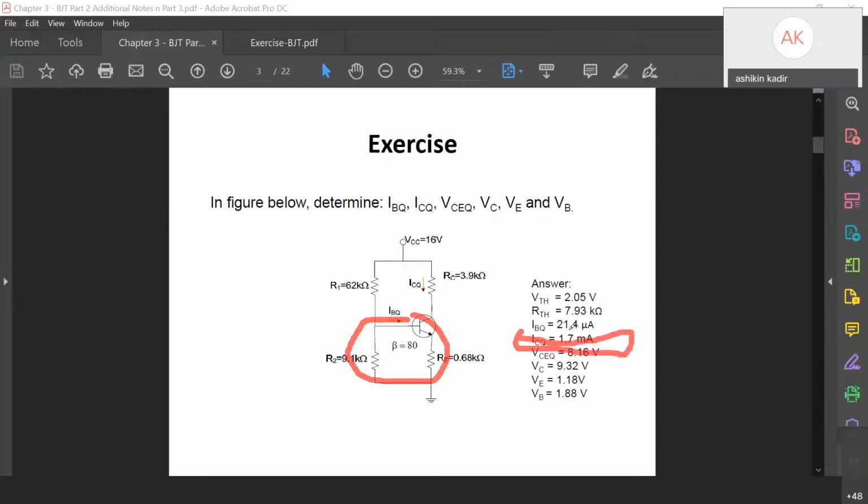For DC analysis, you can find several parameters such as the currents and also the voltages. However, when you do the AC analysis, the important value to find is only the IC, the collector current.